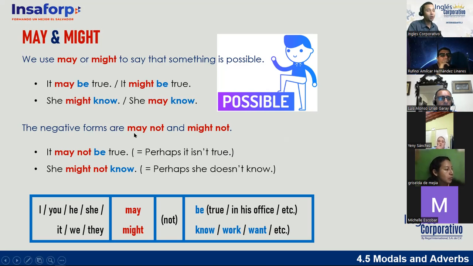The negative forms are may not and might not. You have to be very careful here. Very, very careful. Why is that? Because may and might are auxiliary verbs. They are modal verbs.